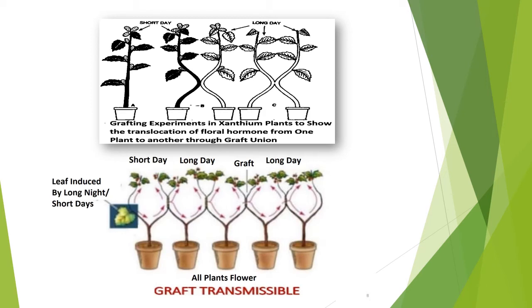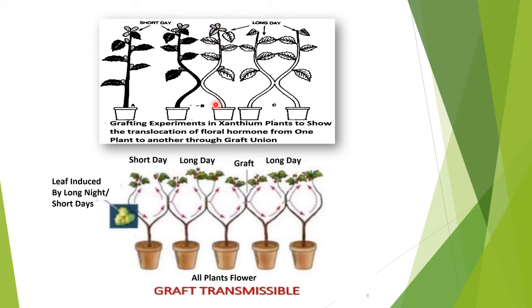In addition to this, you have also seen one more experiment showing that it is graft transmissible. This is a short day plant receiving the short day photoperiods, and it shows the flowering, which is a systemic type of flowering here. Then you are subjecting this plant to short day, and at the same time you are grafting it with a plant which is subjected to long day conditions.